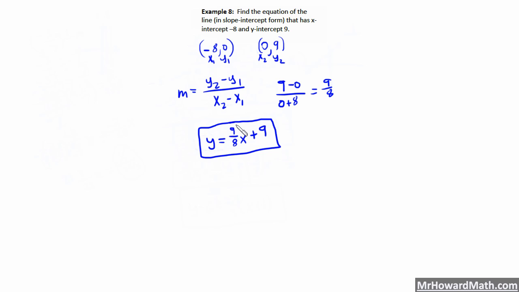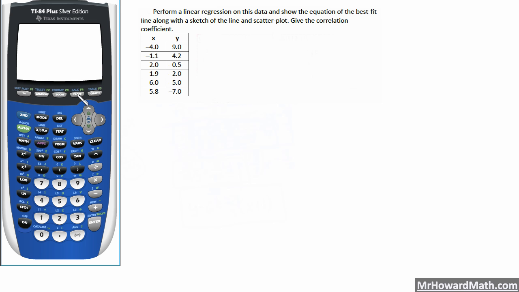Alright, so let's go on to the last example for linear regression, and then we'll be done with this video. This is actually for my pre-cal students, a problem out of the homework, but we didn't have an example for it, so I'm going to use this problem to talk about linear regression. The problem says perform a linear regression on this data and show the equation of the best fit line along with the sketch of the line and scatter plot.